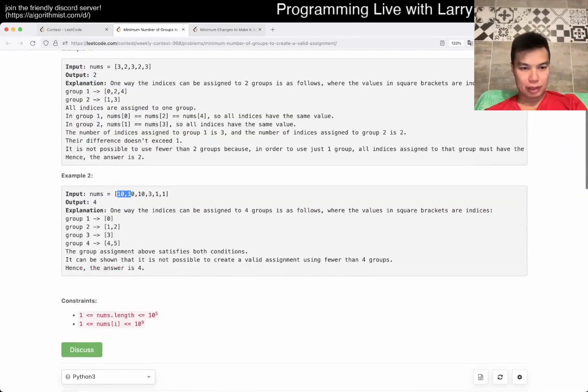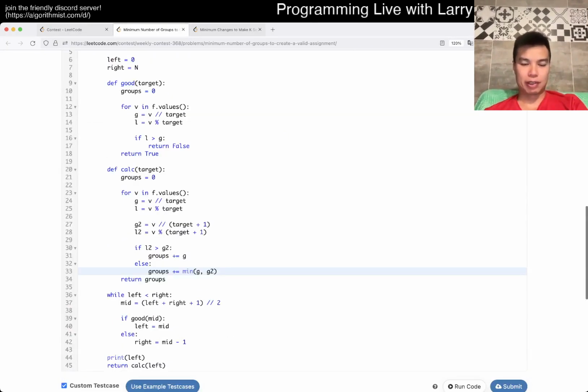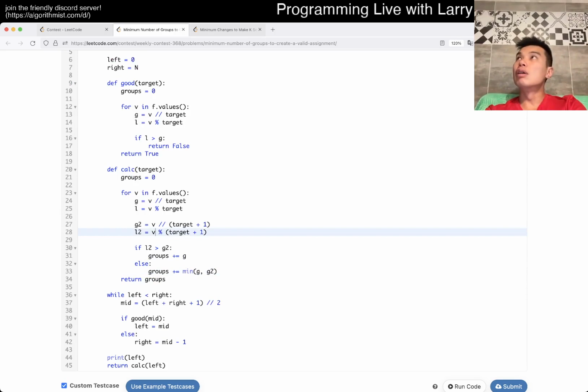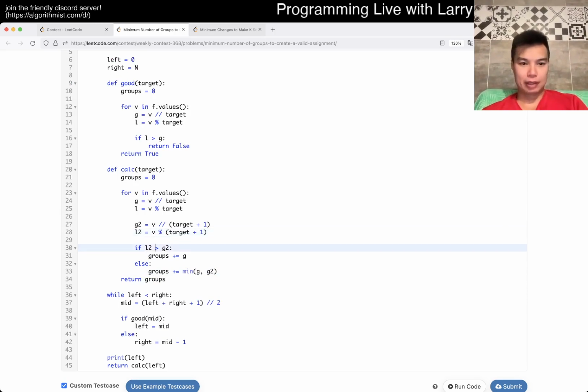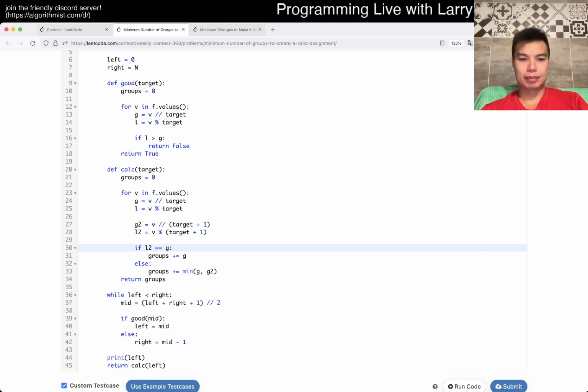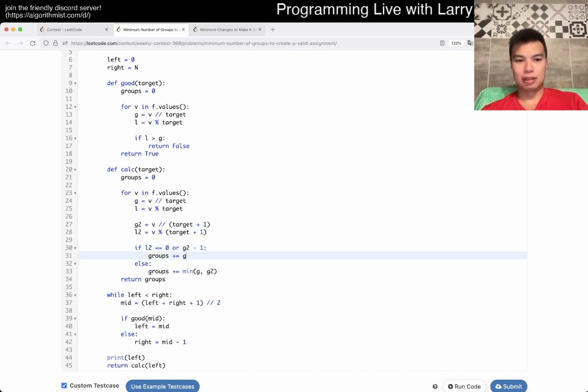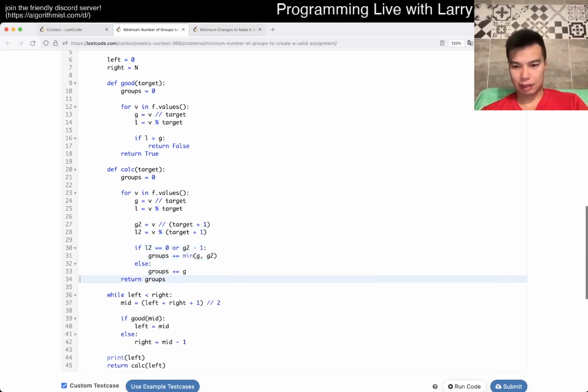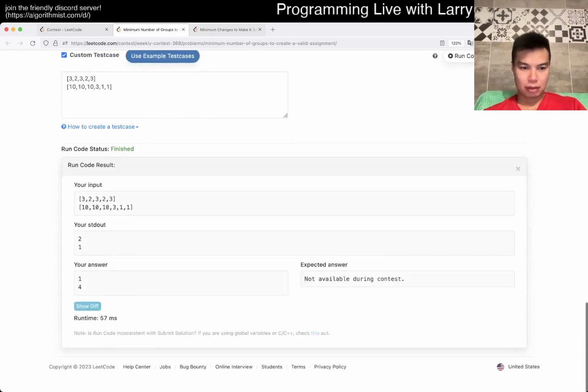So divide by 2, this has 1 group. That's not true. Oh yeah, because you can't do the leftovers anymore. So basically leftovers have to be, because we can't add it anymore on the bigger side, so it has to be either 0 or G2 minus 1, which is target. Okay, and then this is the good one, and this, okay.